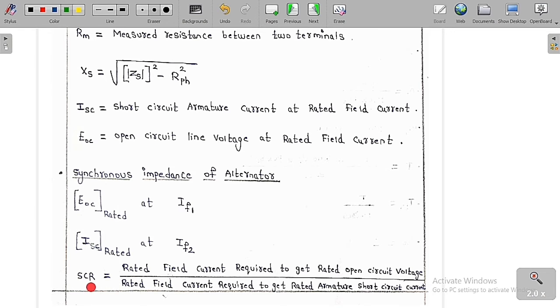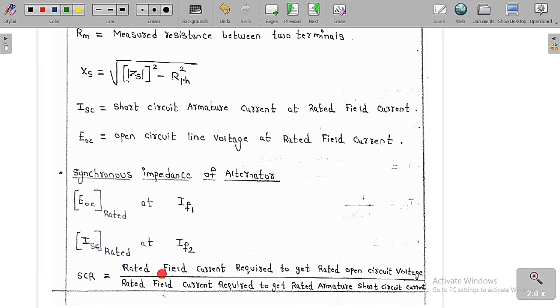Then what is the value of the short circuit ratio? Listen carefully. SCR is called the short circuit ratio. It is the ratio of the field current required to get the rated open circuit voltage to the field current required to get the rated armature short circuit current. So this is IF1 by IF2. IF1 is the field current required to get the rated open circuit voltage, and IF2 is the field current required to get the rated armature short circuit current.